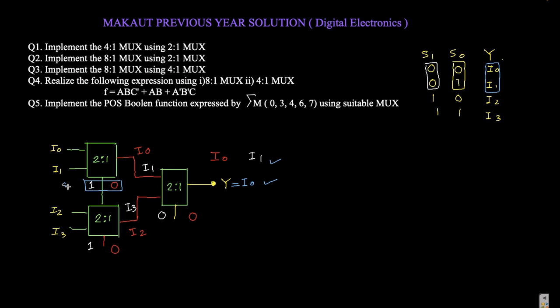So this is nothing but the S0, and this select line is nothing but the S1. So this is how we present a 4:1 mux using a 2:1 mux. It is very, very important. So question number 1 is already completed. Now go to question number 2. Implement 8:1 mux using 2:1 mux.